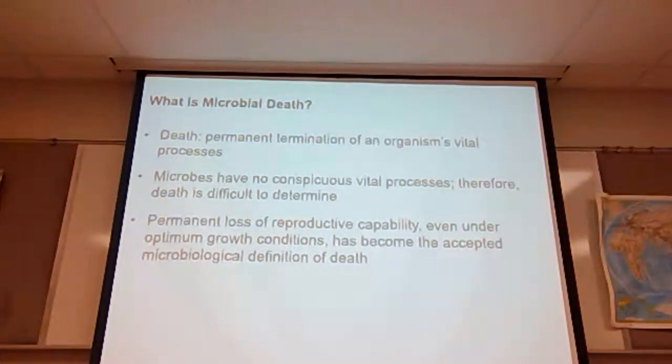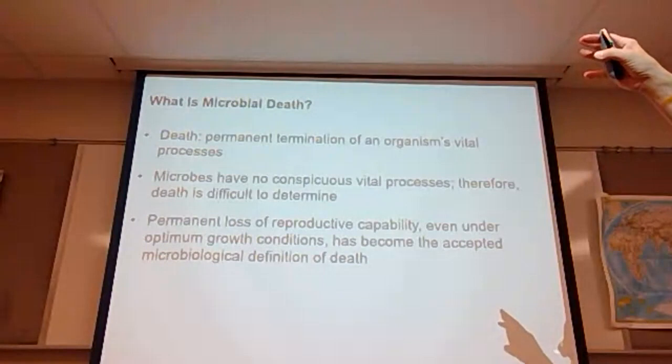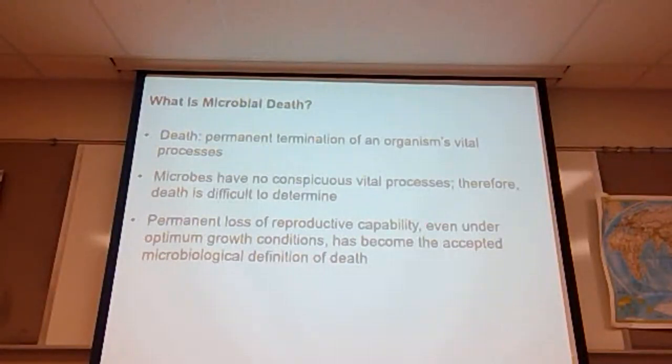What exactly do we mean by microbial death? Now, we talked about growing bacteria earlier, and when we talk about growing them, we don't really concern ourselves with the concept of the bacteria getting bigger. We talk about the number in the colony increasing. So what do we talk about with death? Death is the permanent termination of an organism's vital processes. Microbes have no conspicuous vital processes, therefore death is difficult to determine.